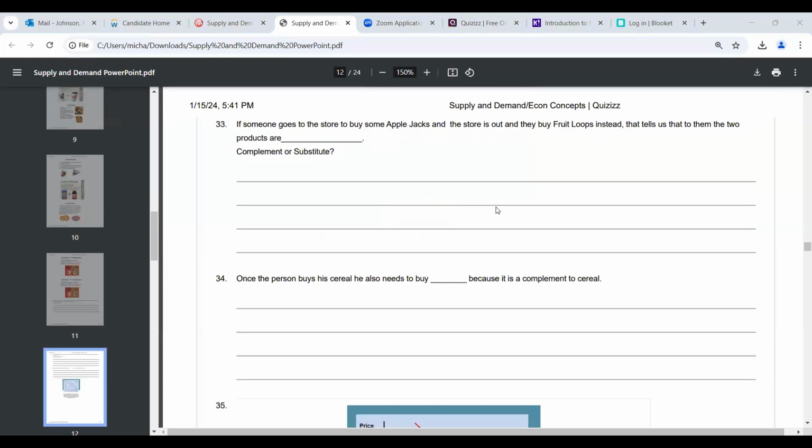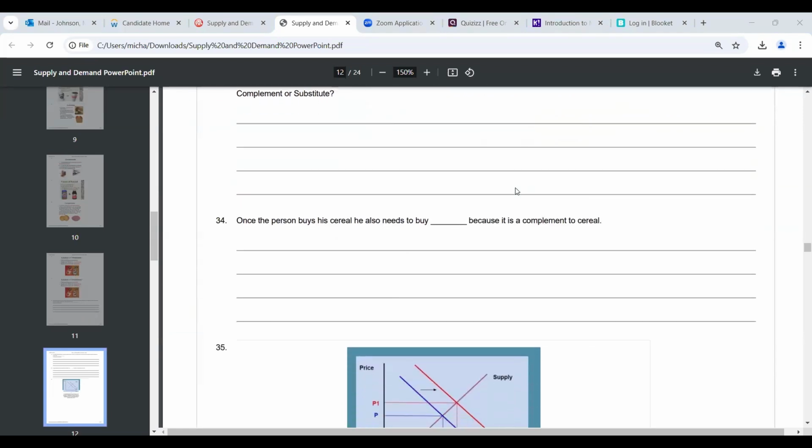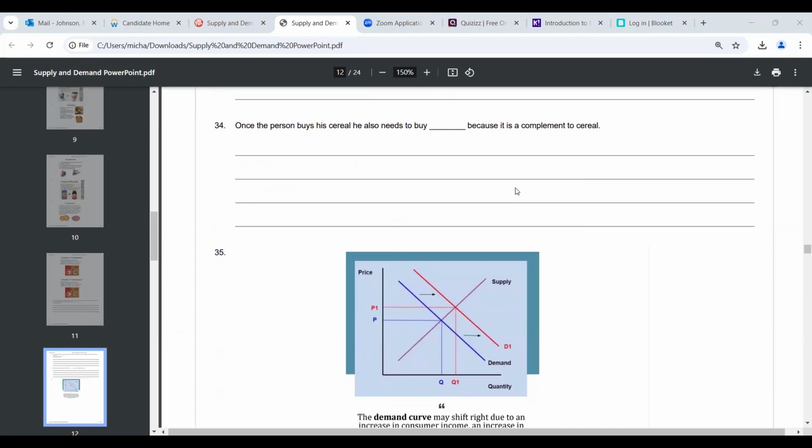And if someone goes to the store to buy some Apple Jacks and the store is out and they buy Fruit Loops instead, this tells us that to them the two products are a complement or substitute? Yes. Good job, Anthony. Substitute. Yeah, Nicole. Excellent.